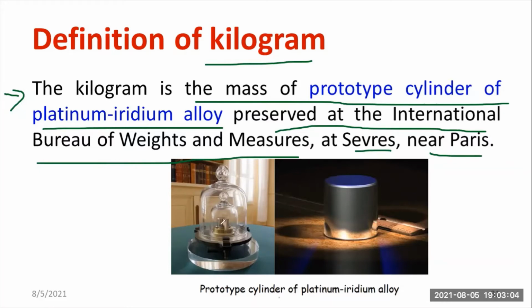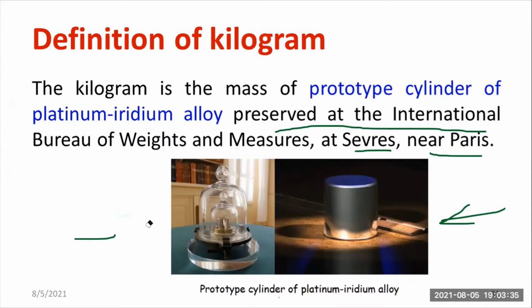The prototype cylinder of platinum iridium alloy is shown over here. You can have a look. This is one of the standard things. So you are going to compare the kilogram with it: 1 kilogram is equivalent to the mass of the prototype, a hardware prototype of a cylinder of platinum iridium alloy preserved at the International Bureau of Weights and Measures at Sevres near Paris. So that is the exact definition of kilogram, which is accepted by the world, or we can say the globe.